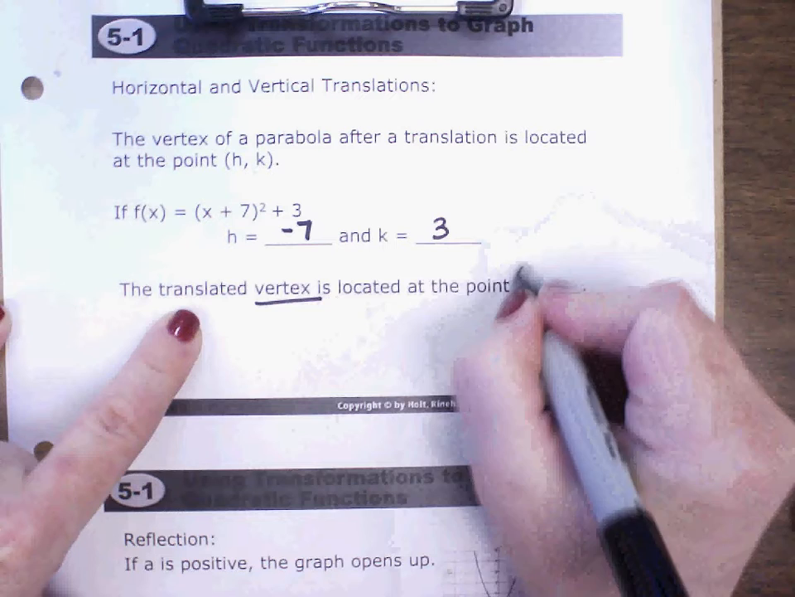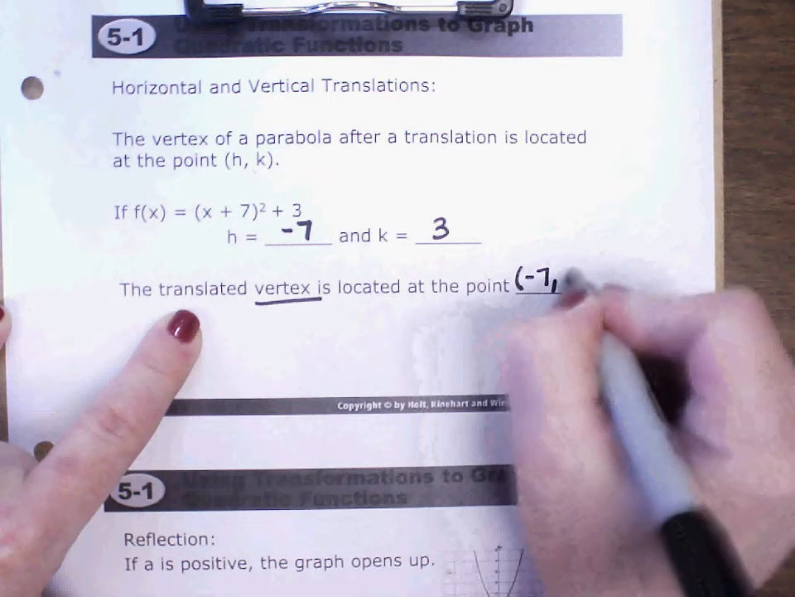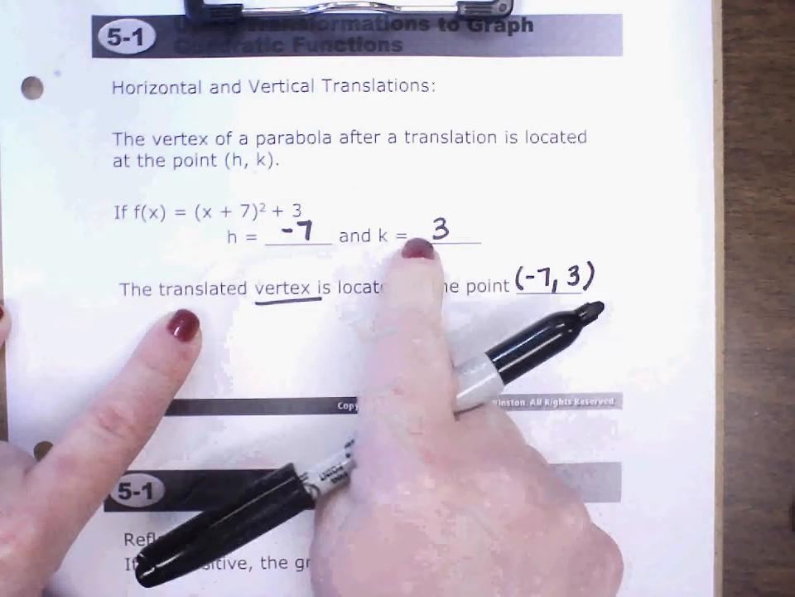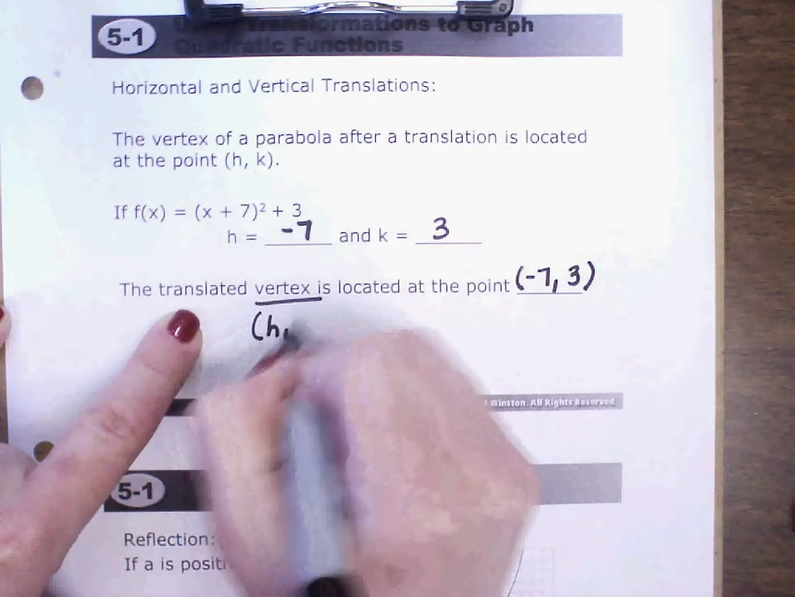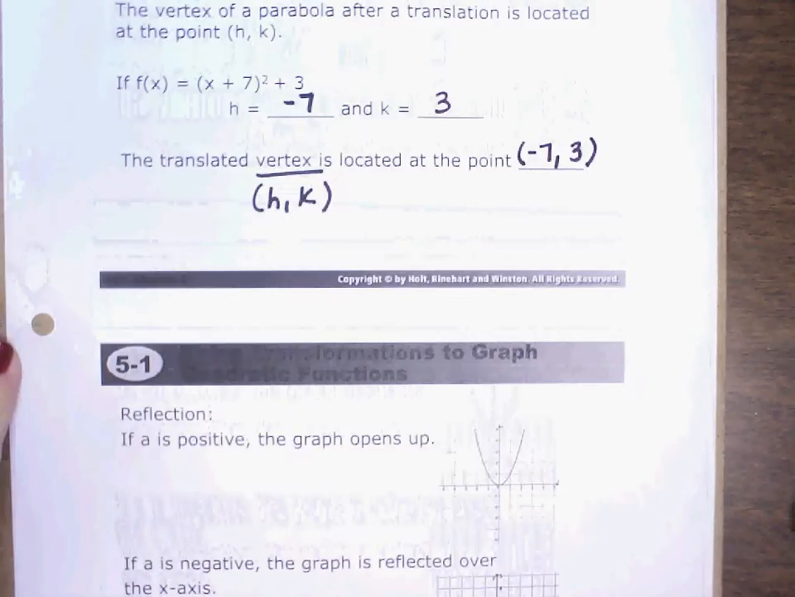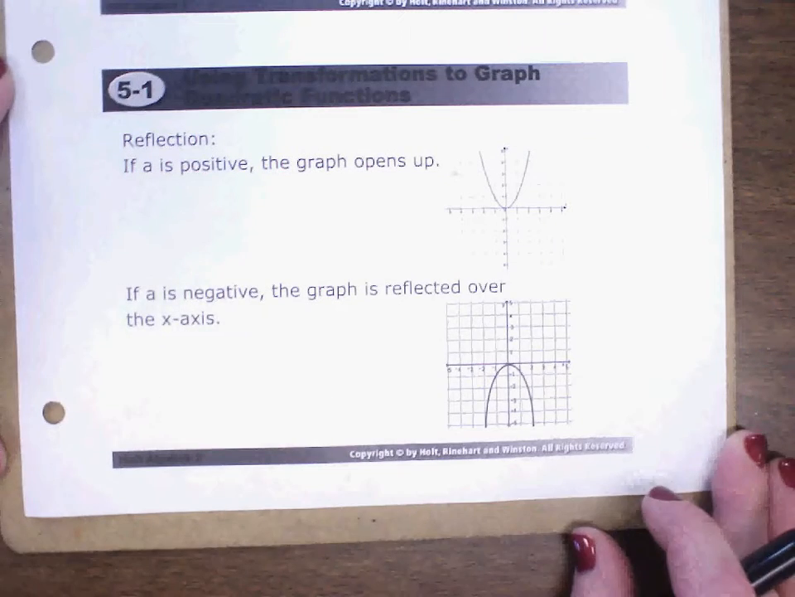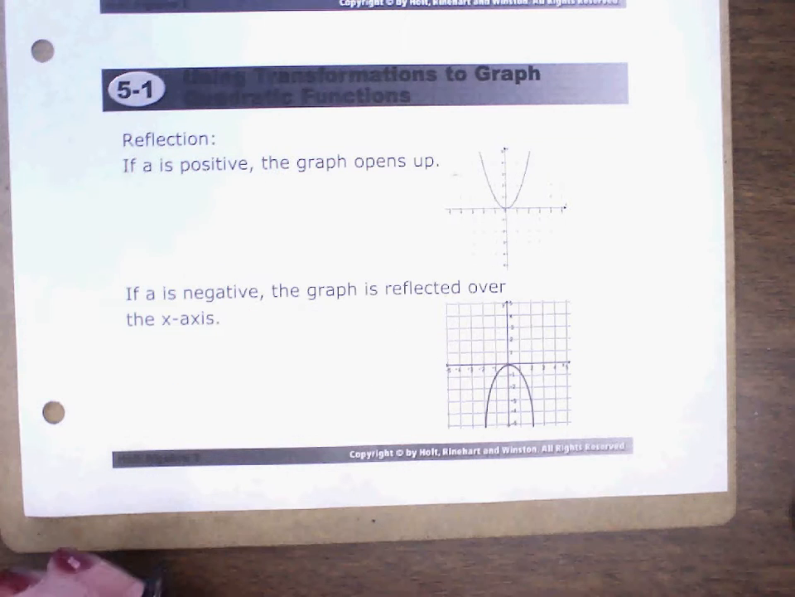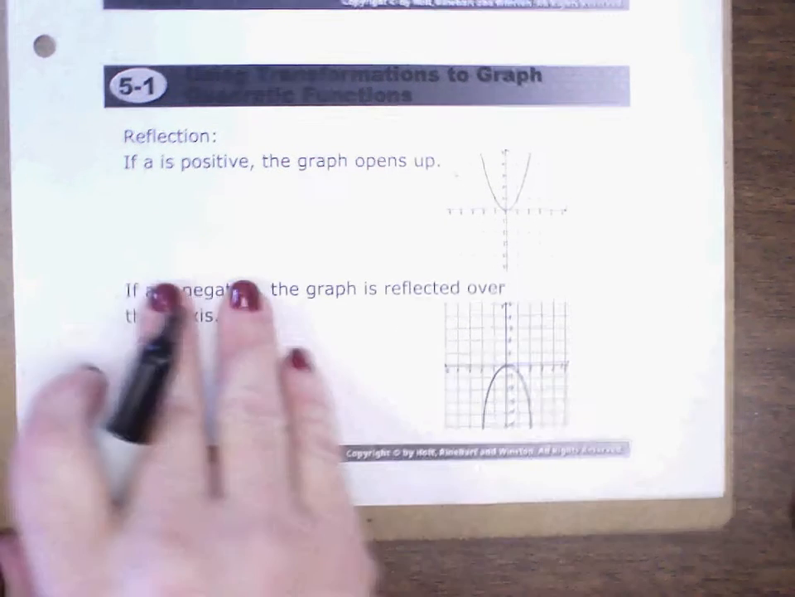All right, so what's my h and what's my k? Negative 7 and positive 3. So what's the vertex of that parabola? The vertex is located at what point? Negative 7 and 3. H and k. The vertex is always h and then k. All right. Are we good? I feel like I'm moving way too fast. Are we good? All right.